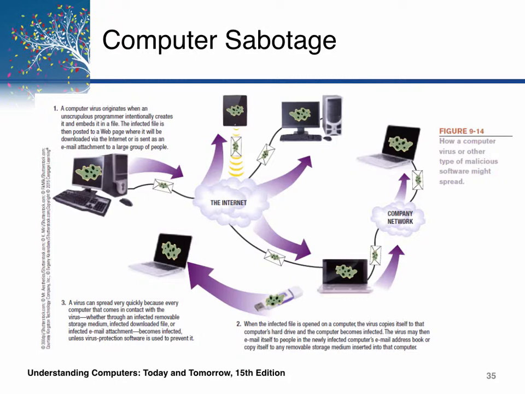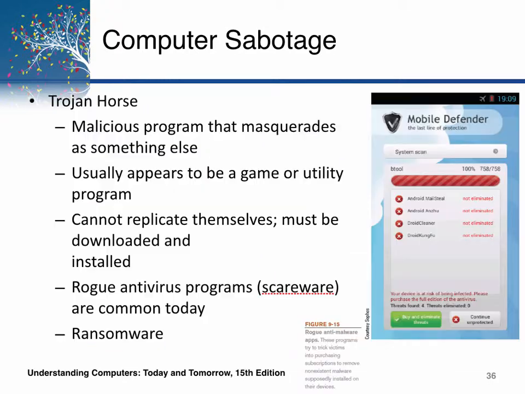So again, what we're talking about is when you're taking these precautions, saying you have a piece of software that protects you is not necessarily enough. You also have to update that piece of software over and over and over to make sure that it really is enough. Okay? Now we have something called a Trojan horse.